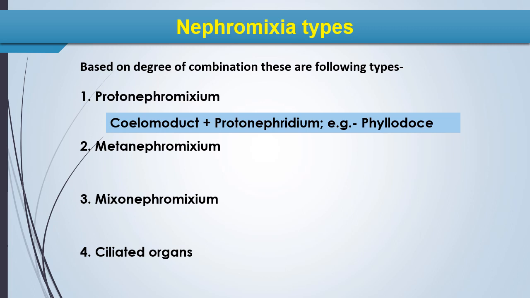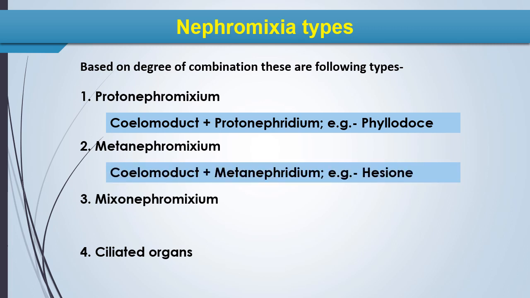Protonephromyxia occur in Phyllodoce. The Metanephromyxium is a combination of coelomoduct and metanephridium. These types of Nephromixia are found in Hesione.